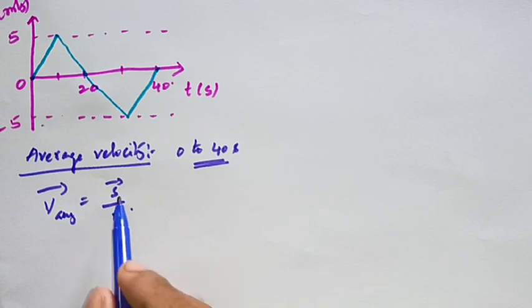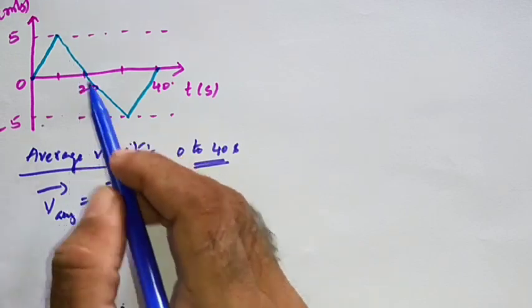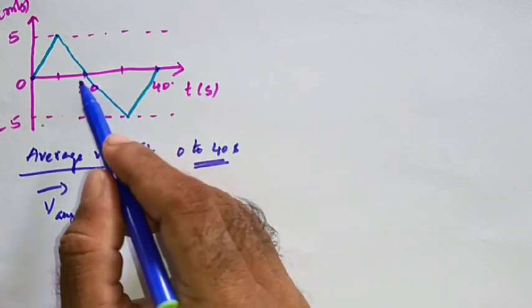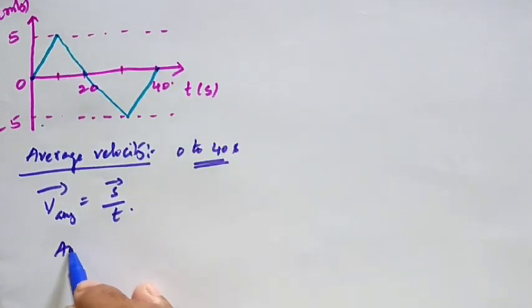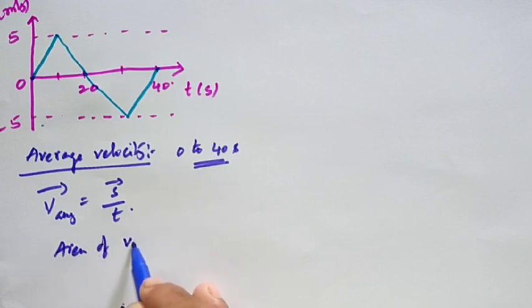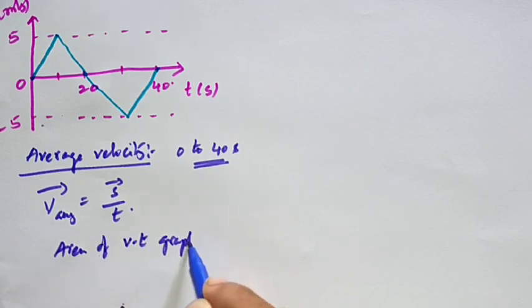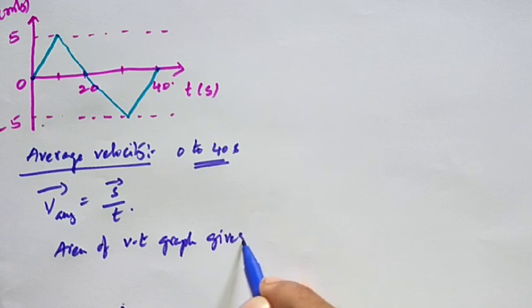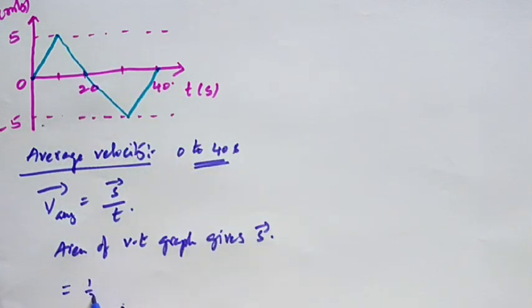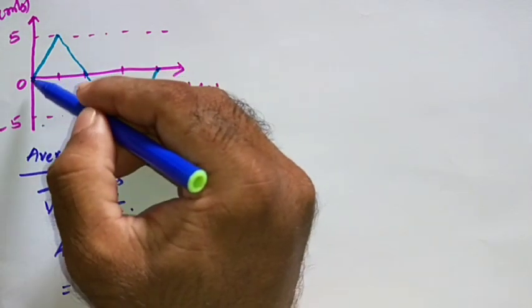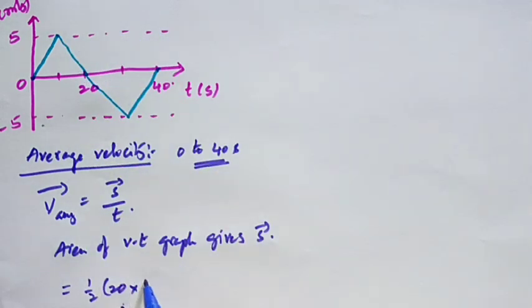Now how do you get displacement? It's a velocity time graph. How do you get displacement? Yes, I need to calculate area. Area of the VT graph gives what? Displacement. Okay, and now see this, it's a triangle, so that is half into base, 20 minus 0, that is 20, into the height. What is the height? 5.